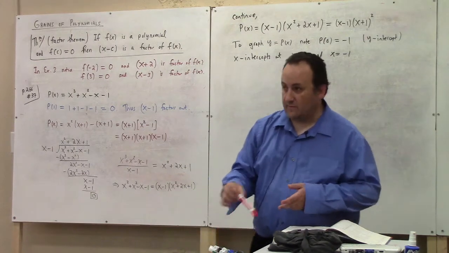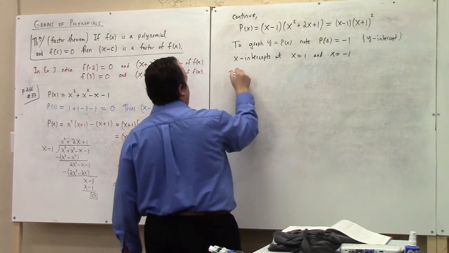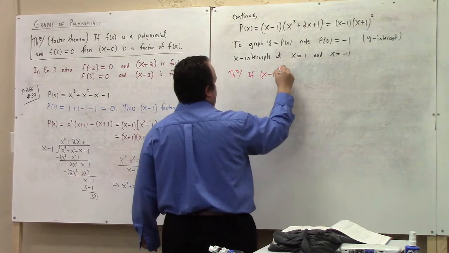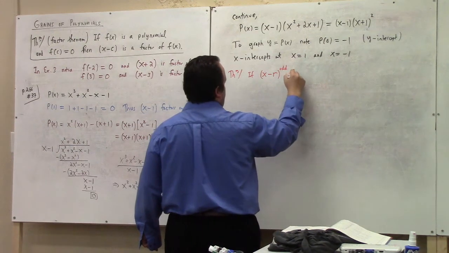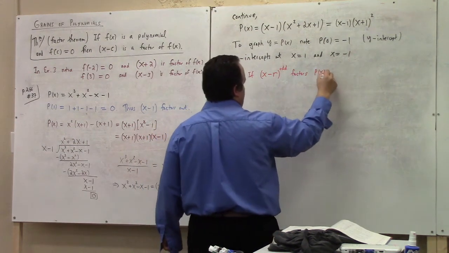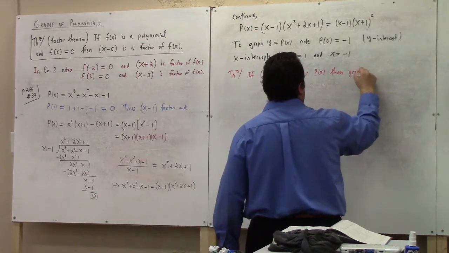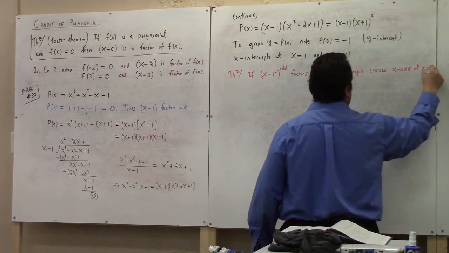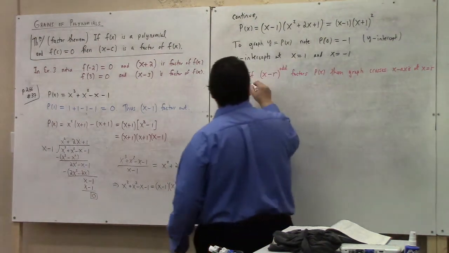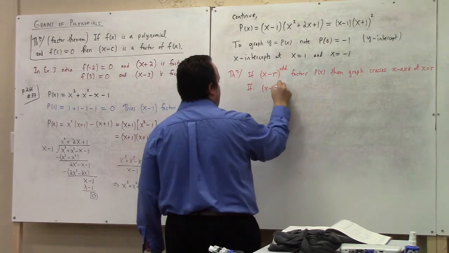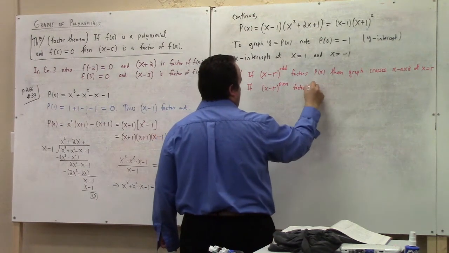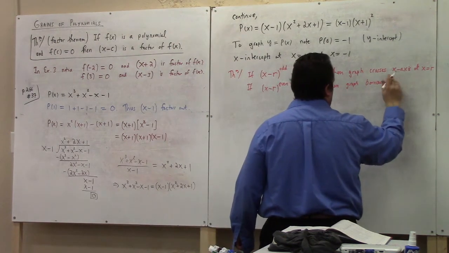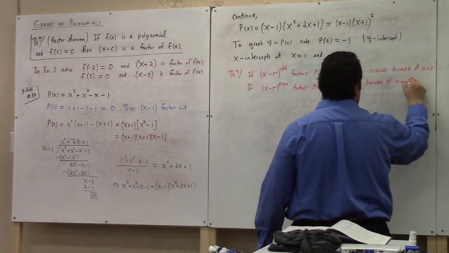And there's another result that we need to keep in mind, right? Here's a little theorem, if you like. If x minus r to an odd power factors p of x, then the graph crosses the x-axis at x equals r. If x minus r to an even power factors p of x, then the graph bounces off the x-axis at x equals r.